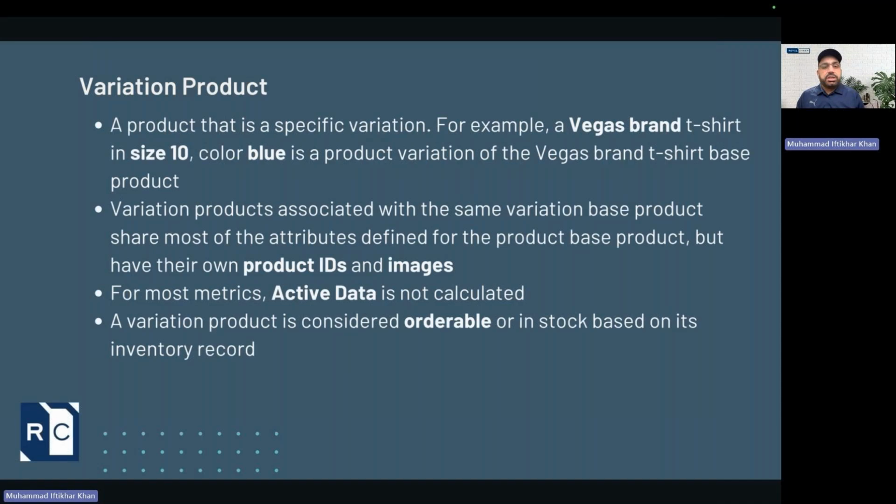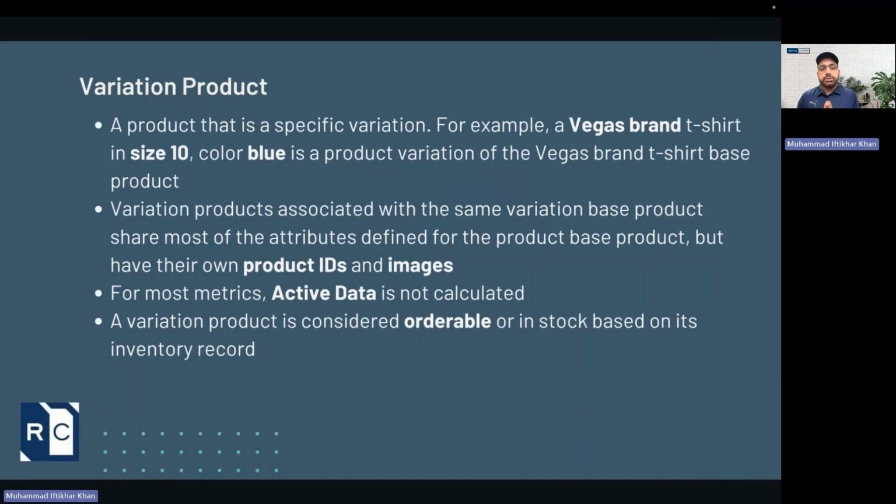And the next is the variation product. We have already talked much about variations in the previous slide. So a variation product is the product which is defined by the variation attributes. For example, if a product has variation attributes color and size, each size and color combination will define a single variation product.